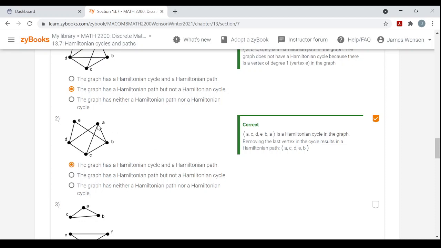All right, they did A to C to D to E to B to A, which is another Hamiltonian cycle in this. So yeah, it does have one.